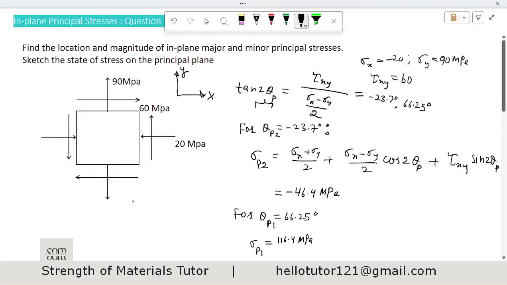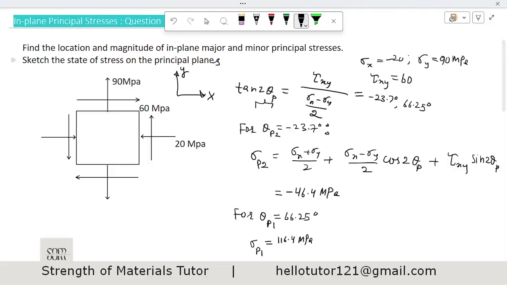So what was the question? And the question was to find the principal stresses, major and minor, right. Now the other part of this question is to sketch the state of stress on the principal planes, right, because we have two principal planes, okay. So let us do it.